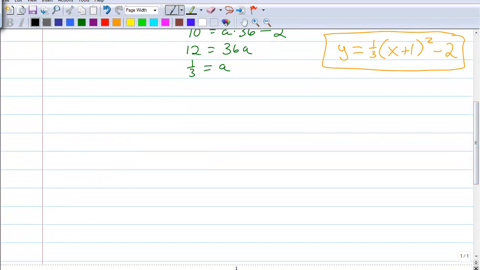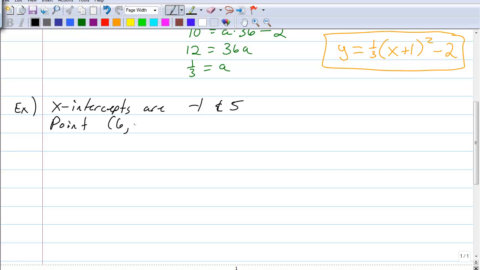The next example is going to be what happens if I tell you that the x-intercepts are -1 and 5. The x-intercepts are at -1 and 5, and the parabola goes through the point 6, -42.